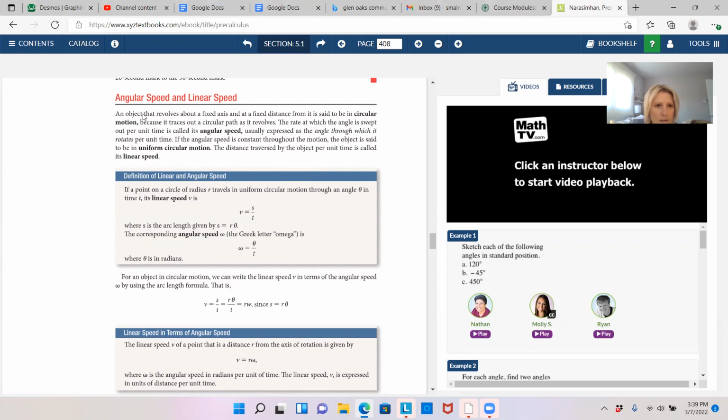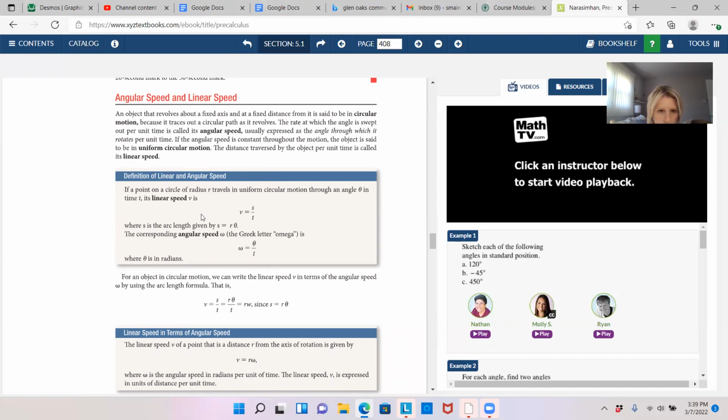It says an object that revolves about a fixed axis and at a fixed distance from it is said to be in circular motion, kind of like a bike tire, because it traces out a circular path as it revolves. The rate at which the angle is swept out per unit time is called the angular speed, usually expressed as the angle through which it rotates per unit time. If the angular speed is constant throughout the motion, the object is said to be in uniform circular motion. The distance traversed by the object per unit time is its linear speed. And it feels weird because it says speed, but the distance is the linear speed.